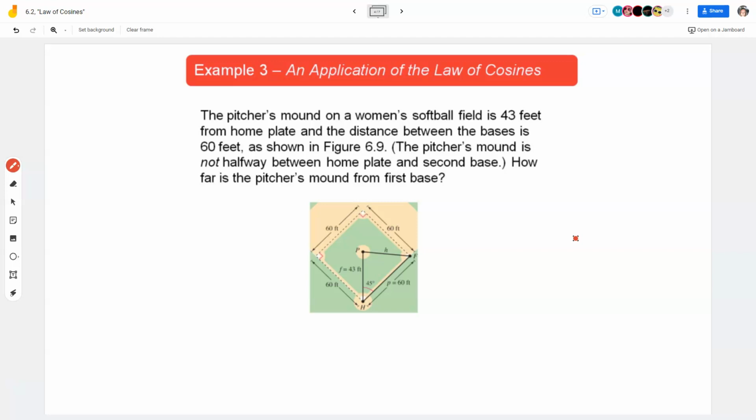Ready, set. Let's get ready for softball. Just kidding, not yet. No. Keep your seasons going, but let's do the word problem.